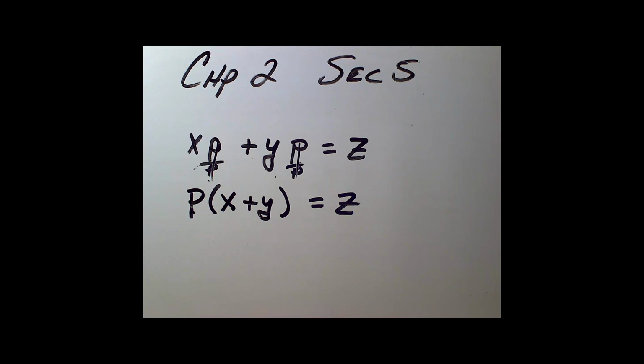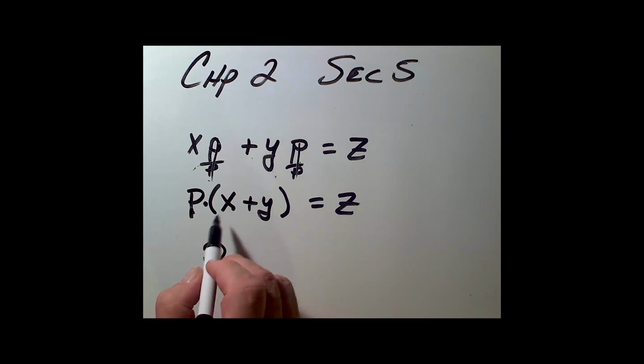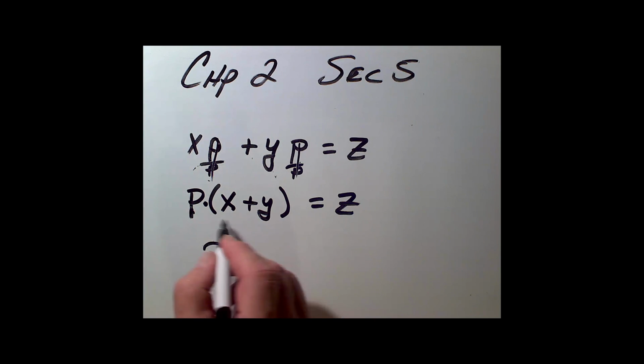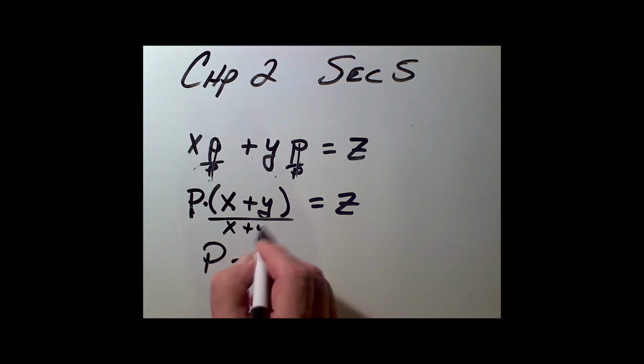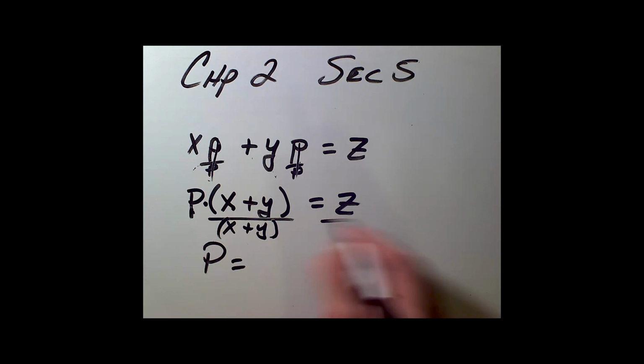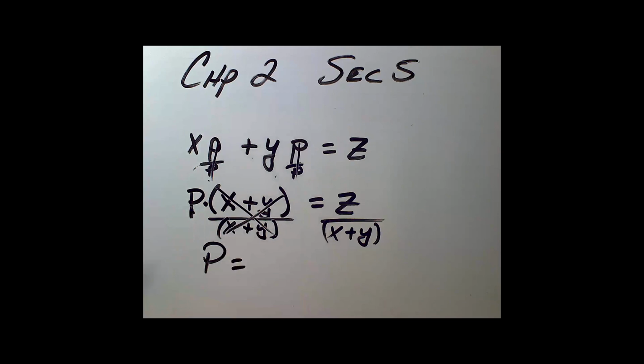Now, I'm solving for p in this case, so what would I have to do? Remember, I want p by itself. Well, this is p times x plus y, right? What if we divided both sides by x plus y? What would happen? Well, we would cancel this out, right? That becomes 1. What are we left with on the other side? z over x plus y. And now we've solved for p.